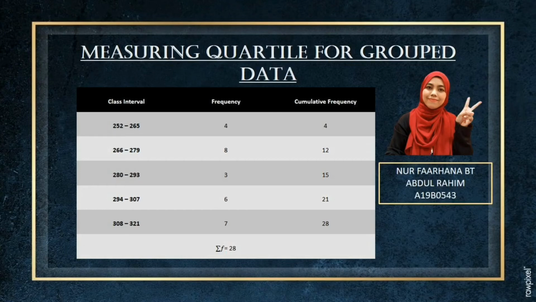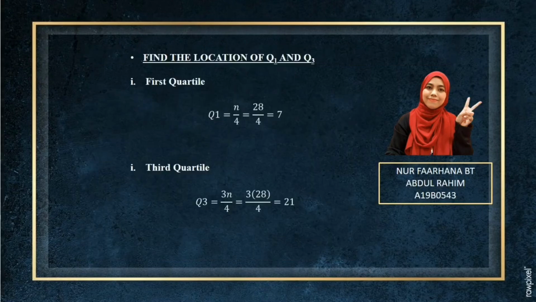To measure quartile for the grouped data, we must have a table, and as you can see, the table is from the data arrangement. First, I have to find the location of Q1 and Q3. To find the first quartile, it is N divided by 4 equals 28 divided by 4, and I get 7. For the third quartile, Q3 equals 3N divided by 4, it is 3 times 28 divided by 4, I get 21.